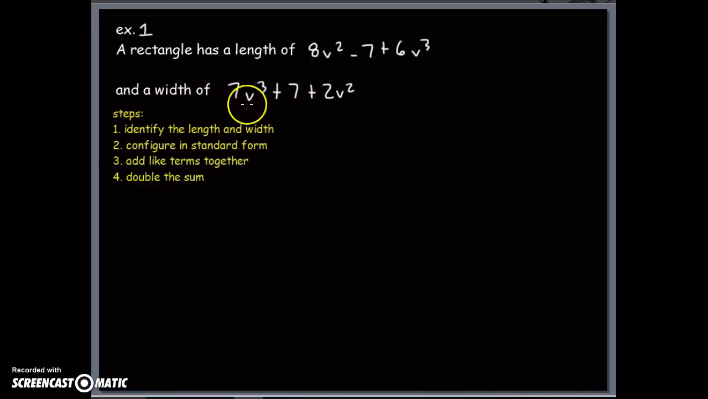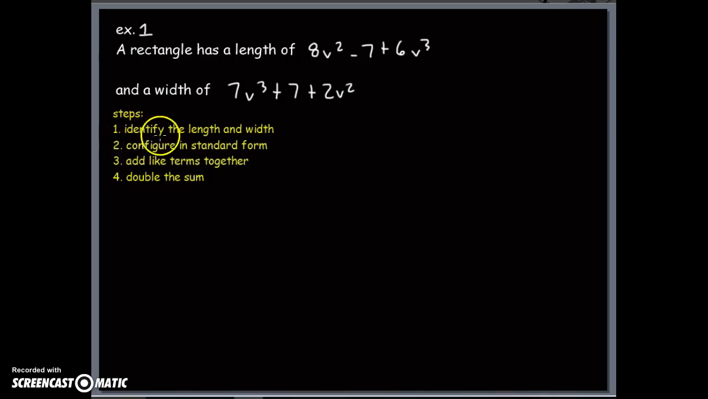So here's example number 1, and the problem tells us a rectangle has a length of 8v squared minus 7 plus 6v to the third, and a width of 7v to the third plus 7 plus 2v squared. So you can see here that the length and the width are polynomials, and we're going to use our skill of adding polynomials to figure out the perimeter of this rectangle.